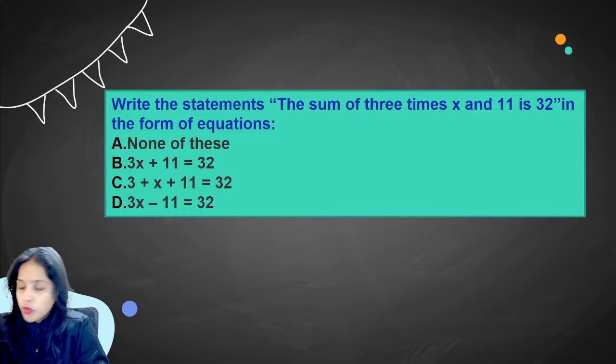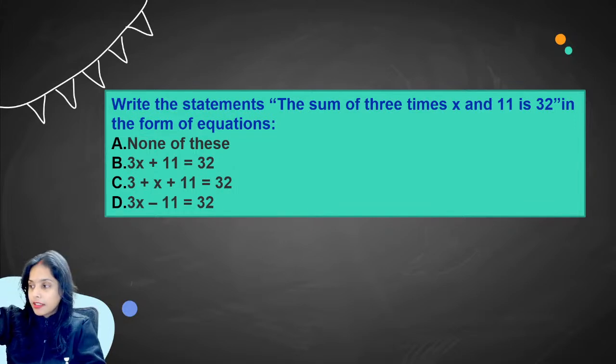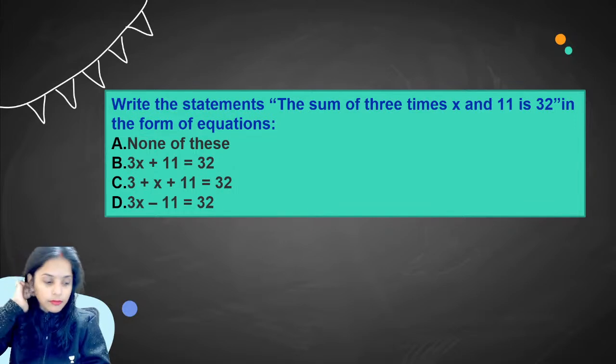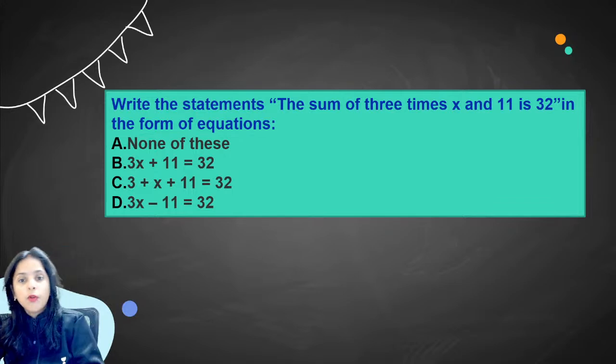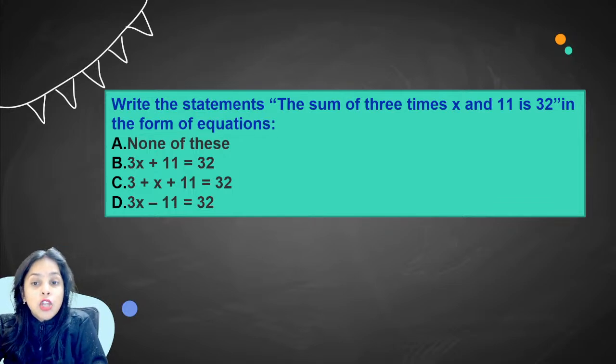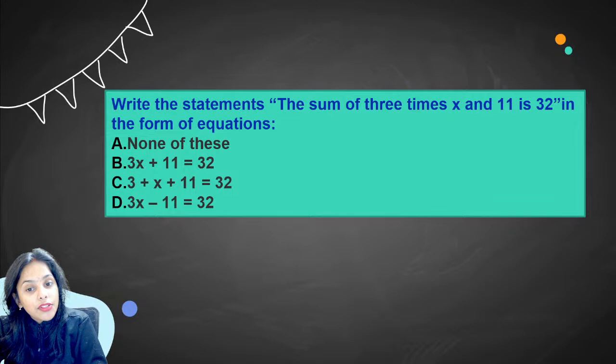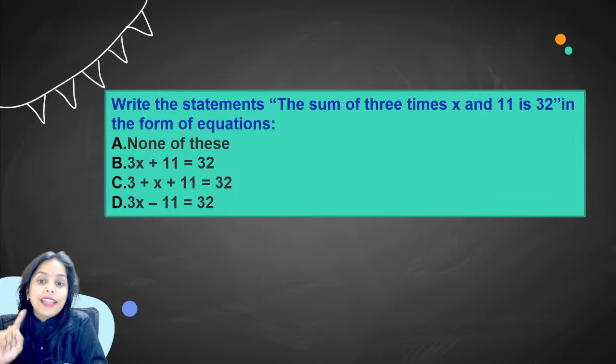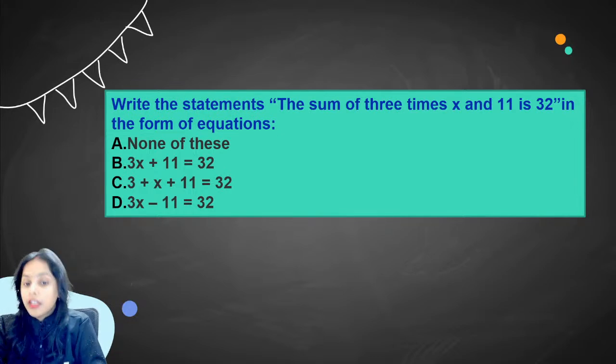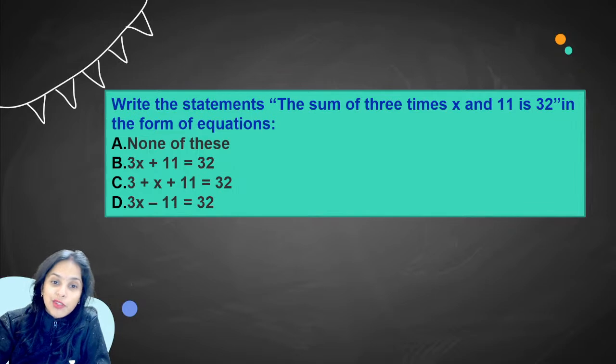I'm just giving you 2 more minutes just to calculate. Now I hope you guys might have calculated. So the sum of 3 times x and 11 is 32. So you have to form the equation out of it. So 3 times of x, that is 3x, and the sum of it with 11. So 3x plus 11 is equal to 32.